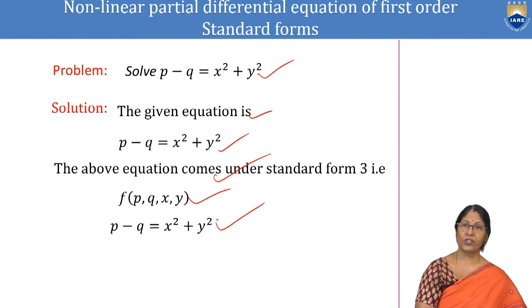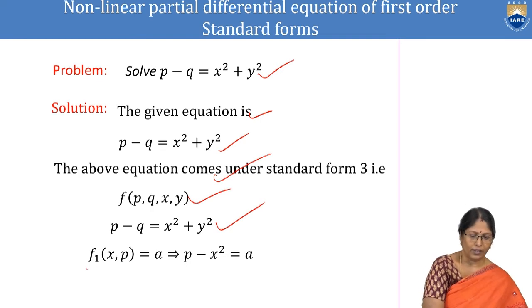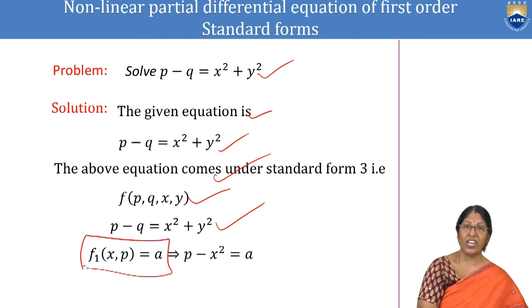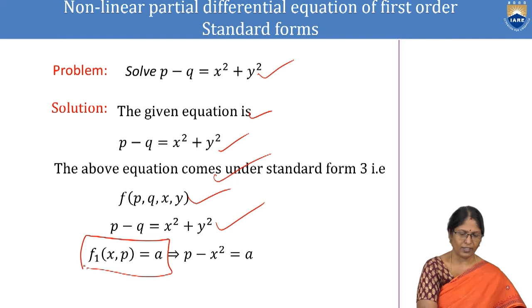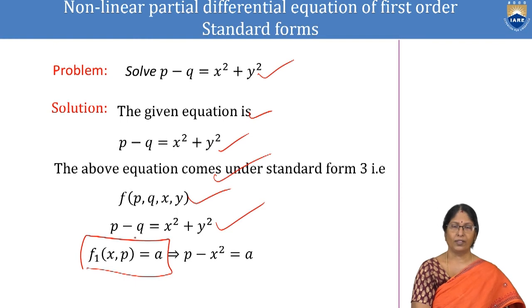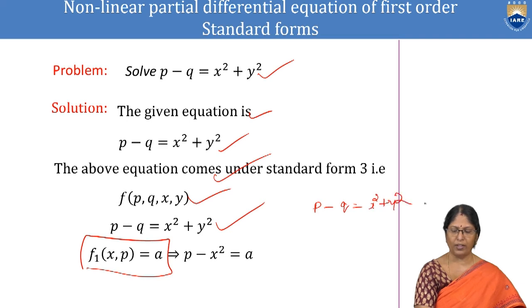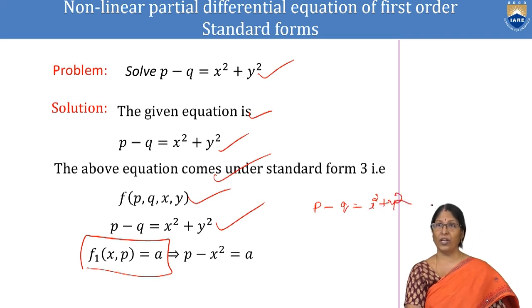The given question is written once again. We know the standard form 3 steps: x and p terms should be grouped and equated to some arbitrary constant. According to our problem, our question is p − q = x² + y². This is our given equation.